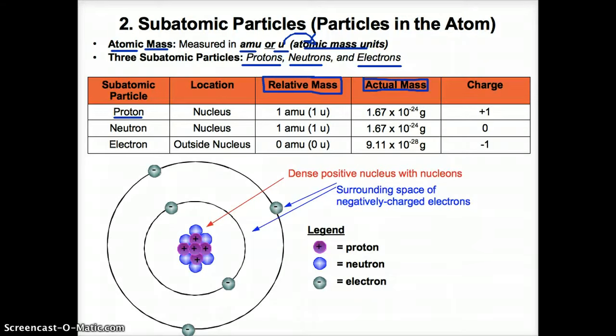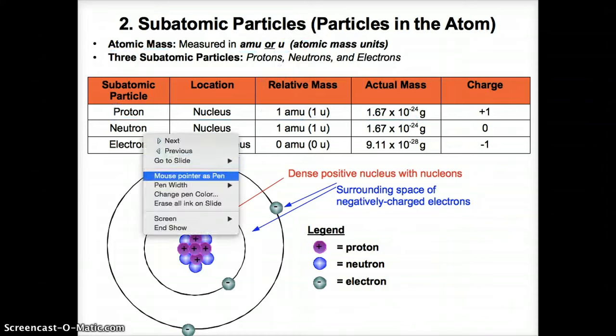A proton, as shown by these purple positive spheres in the center of the atom, is located in the nucleus. Each proton carries a relative mass of 1 AMU or 1 U. The actual mass of each proton in grams is 1.67 times 10 to the negative 24th grams, and the charge of each proton is positive 1. The way you can remember the charge of each proton is the P in proton stands for positive, so that tells you that each proton carries a charge of positive 1.